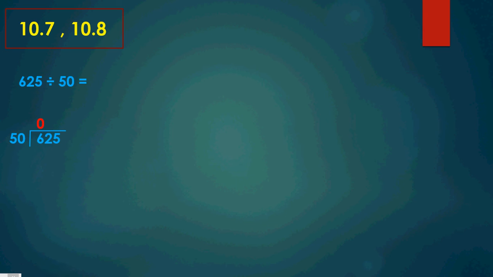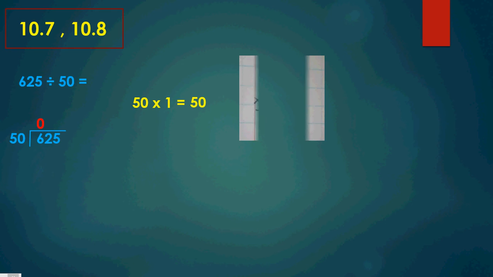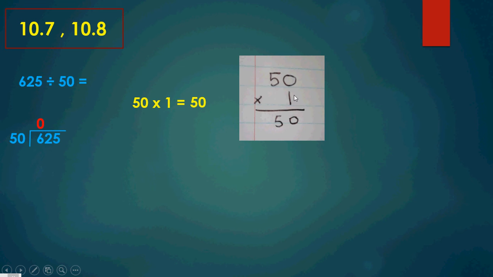Now, does the 50 fit in 62? Yes, it fits, but we need to find out how many times. So, we need to find it this way. For example, 50 times 1, 50, okay? How are we going to do it? Using pencil and paper, okay? Like this, 50 times 1, 50. First, we need to multiply 1 times 0, 0, and 1 times 5, it's 5, and that's it.